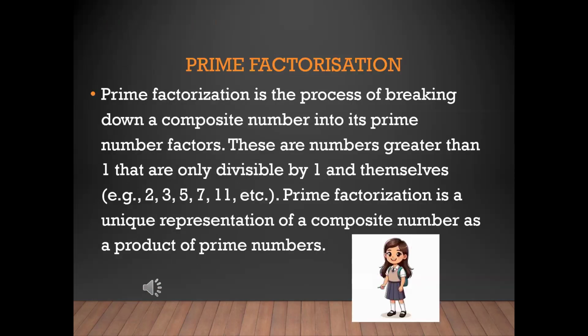What do you mean by prime factorization? Prime factorization is the process of breaking down a composite number into its prime number factors. These are numbers greater than 1 that are only divisible by 1 and themselves. For example, 2, 3, 5, 7, 11. Prime factorization is a unique representation of a composite number as a product of prime numbers. A number is a factor of another number if the prime factorization of the first number is included in the prime factorization of the second number.